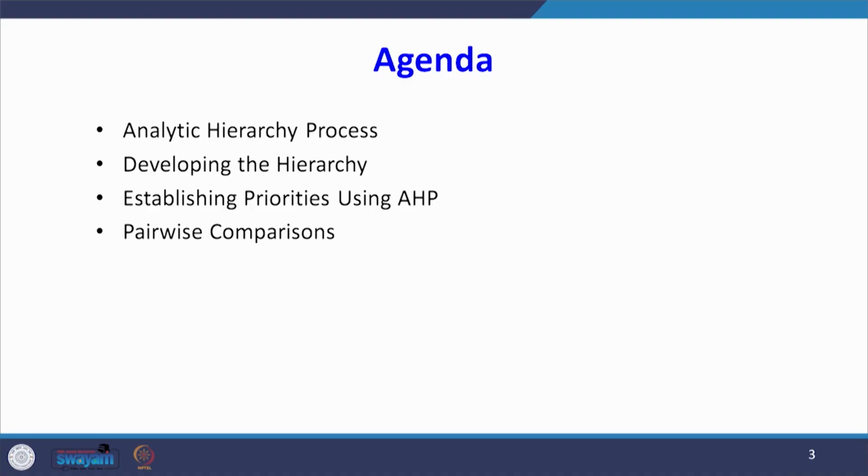Students, in this lecture I am going to discuss a multi-criteria decision making technique called analytic hierarchy process. The problem which I have selected is choosing a car by considering multiple criteria. Some steps of analytic hierarchy process I will cover in this lecture, the remaining steps I will cover in the next lecture. So, the agenda for this lecture is analytic hierarchy process, developing hierarchy, establishing priorities using AHP and pairwise comparisons. The remaining steps I will cover in the next lecture.